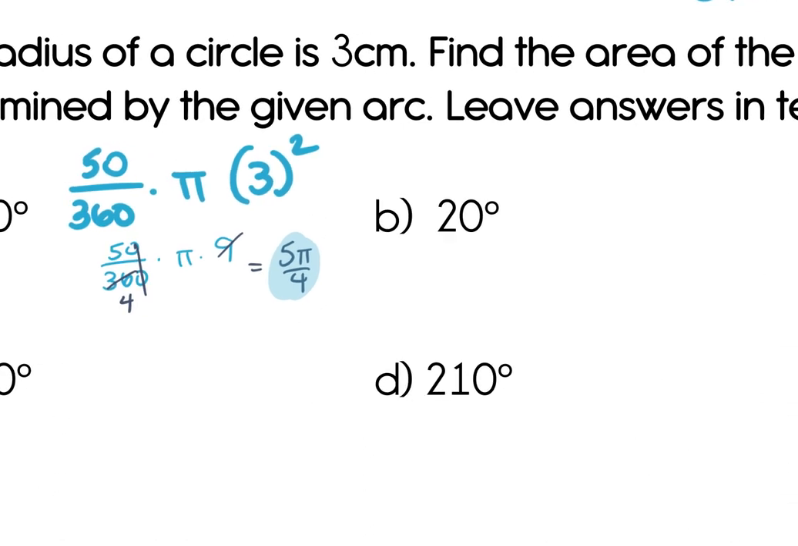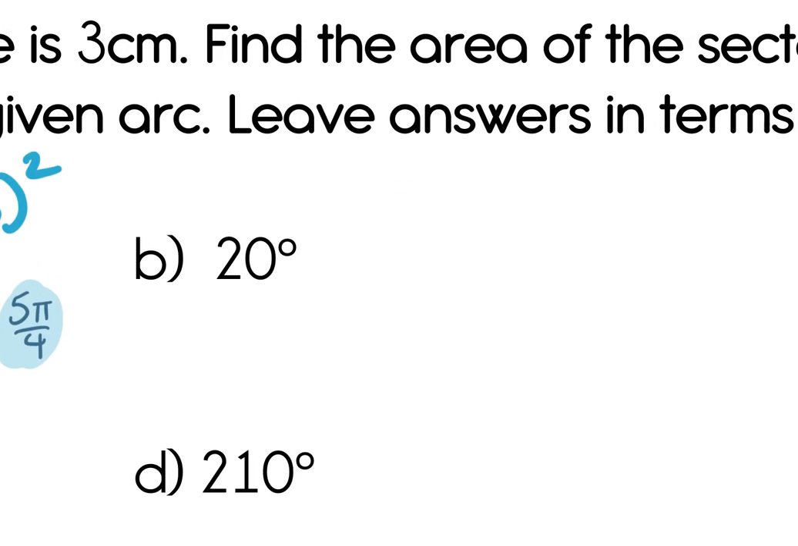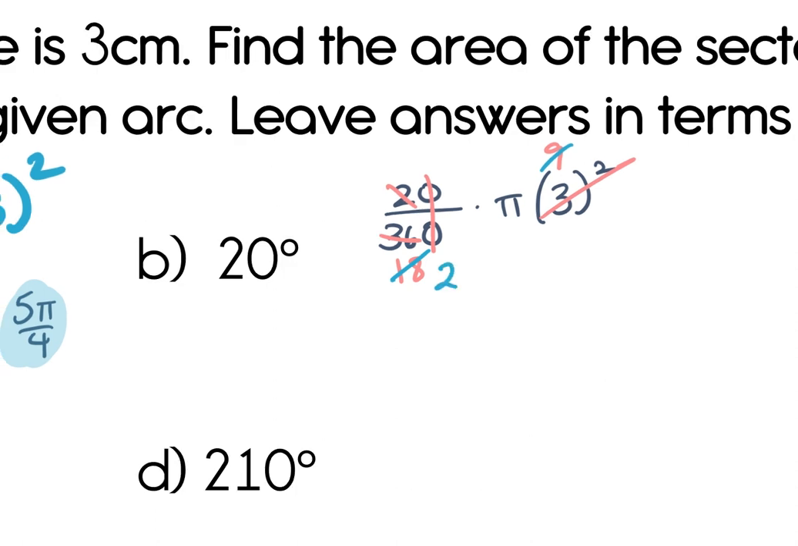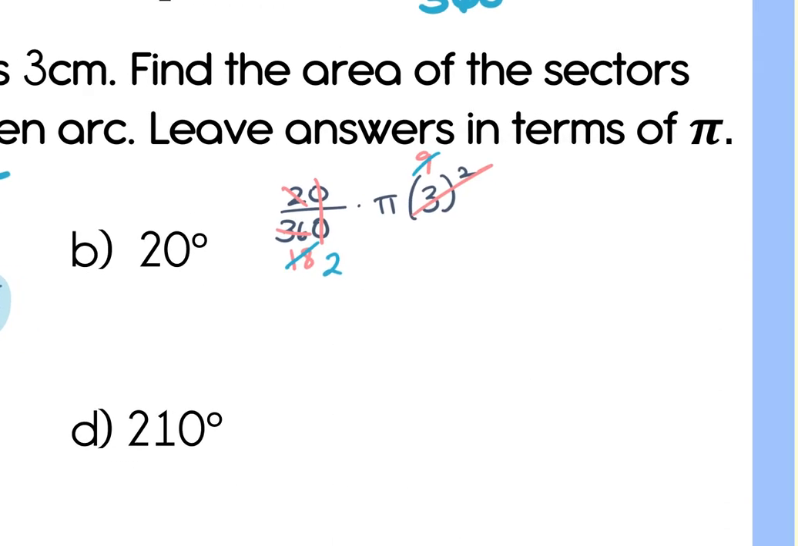All right, B is 20 degrees. So 20 over 360 times pi, radius is still 3, squared. Cross through the zeros. 2 goes into 36 18 times. And then 3 squared becomes 9, and 9 goes into 18 2 times. I have nothing left in the numerator besides that pi, so it's just pi over 2.